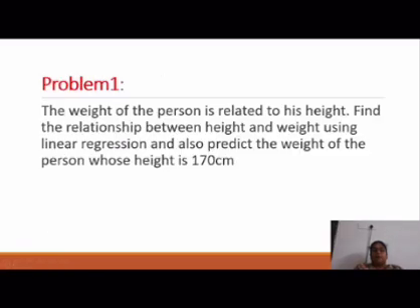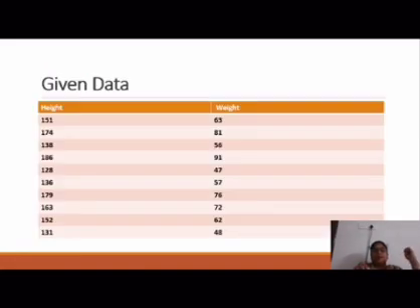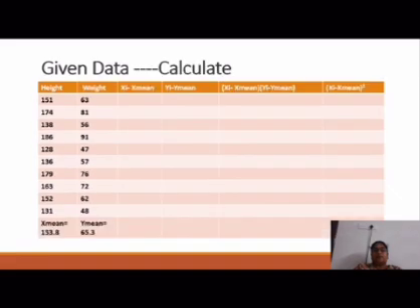Okay, so you have an example problem. This you can go through. Weight of a person related to height. So which is dependent and which is independent? Weight and height. Both weight and height are the dependent and independent variables. So which is independent and which is dependent, you just analyze. And height and weight is given in the form of data.